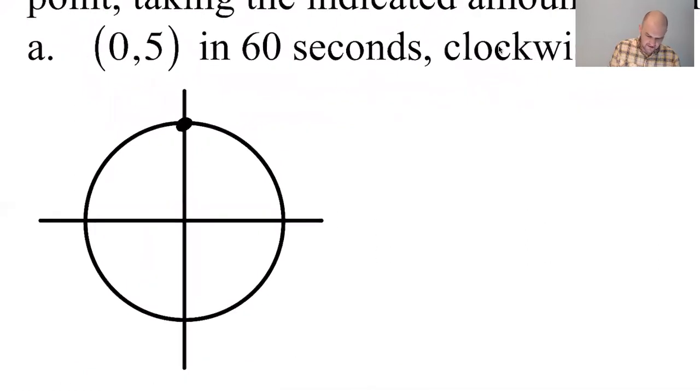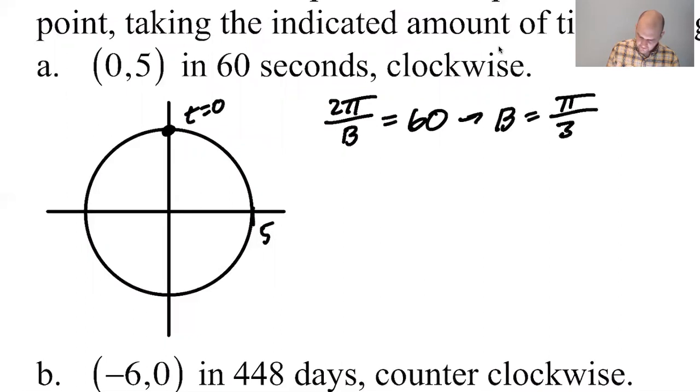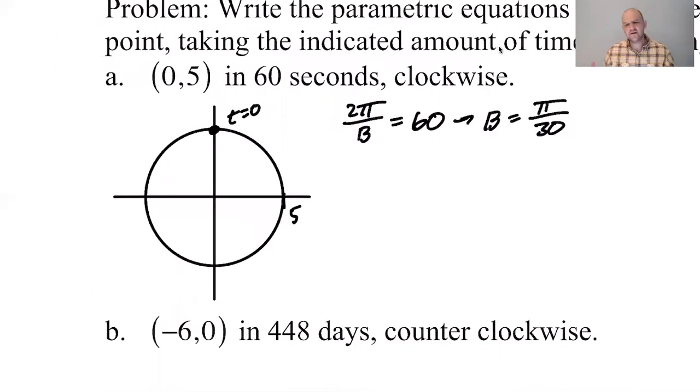So we need to start here at t = 0, and then this will be 5. All right, so what are we going to do? Well, the period needs to be 60 seconds, so 2 pi over b is going to have to be 60, which means that b is going to have to be pi over 30. Now, there's multiple ways that you can come up with the equations, and a lot of it depends on how comfortable you are with trig functions.